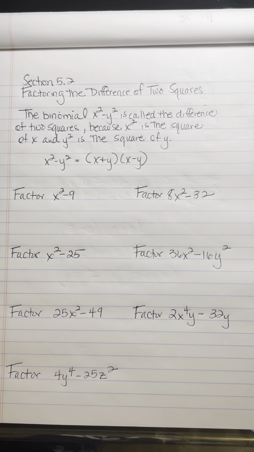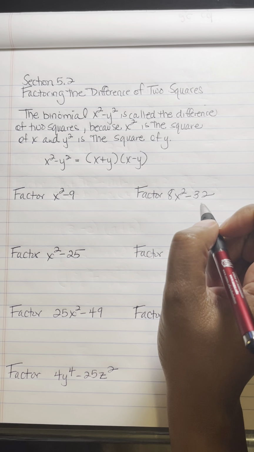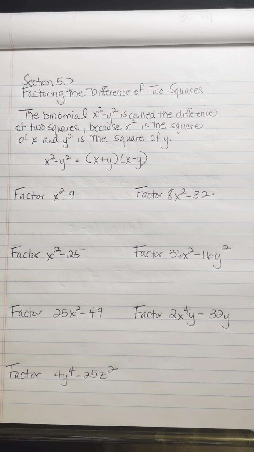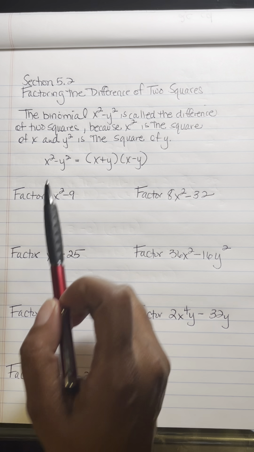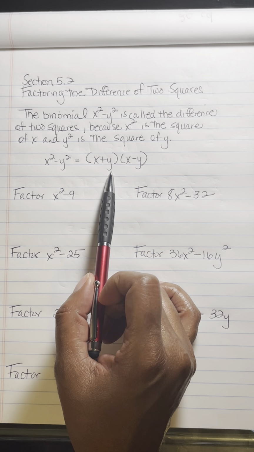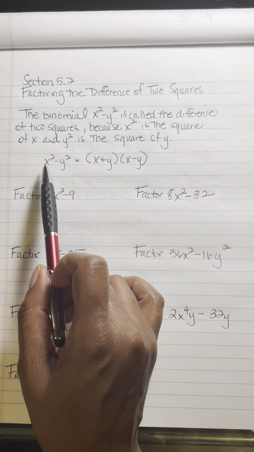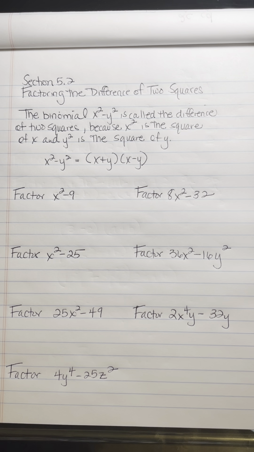We're going to start on section 5.1, factoring the difference of two squares. The binomial x squared minus y squared is called the difference of two squares because x squared is the square of x and y squared is the square of y. This is the formula: x squared minus y squared equals (x plus y)(x minus y). Well, we can substitute x for a value, and y can also be a value as well.